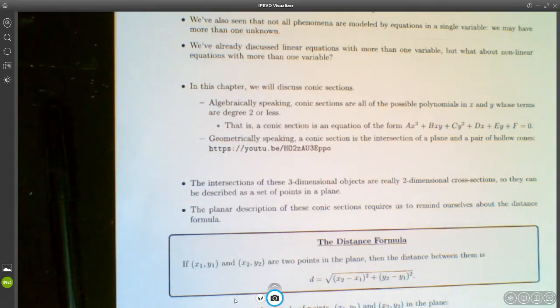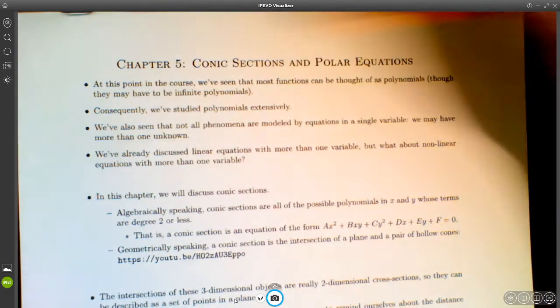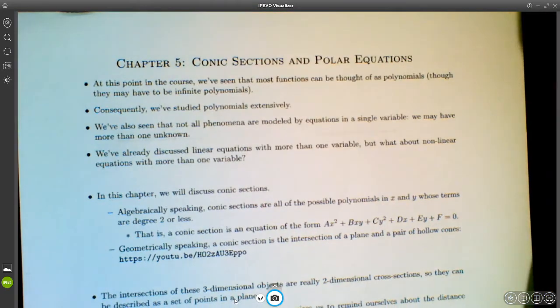All right, so we're going to move into Chapter 5 now. Chapter 5 is about conic sections and polar equations.